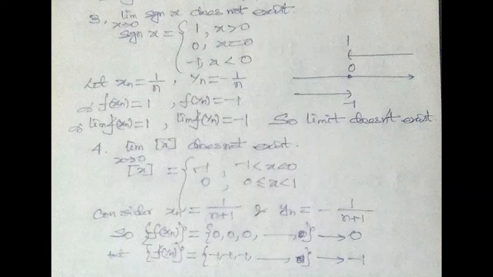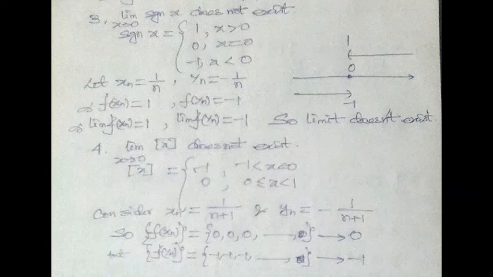Note one thing, xn converges to 0 as n tends to infinity, and yn also converges to 0 as n tends to infinity. That means two sequences converge to the same point, but their limits are different. So in this case also sequential criteria is not satisfied, so such a limit does not exist.